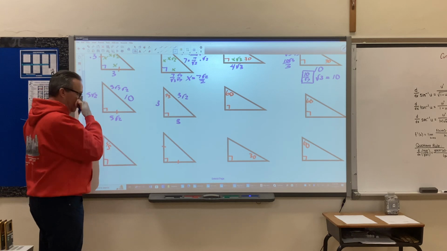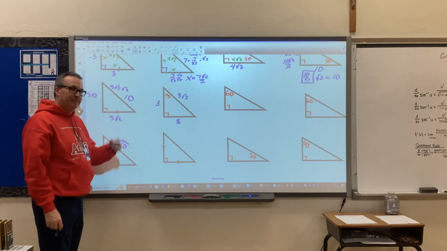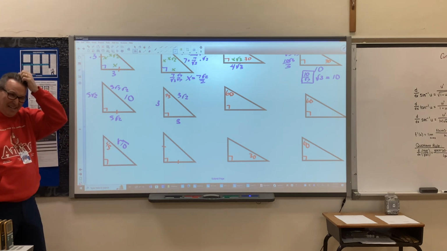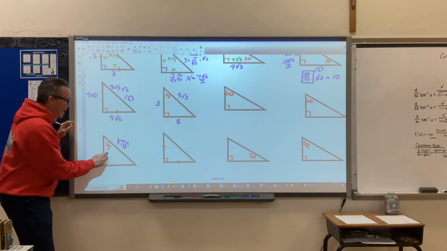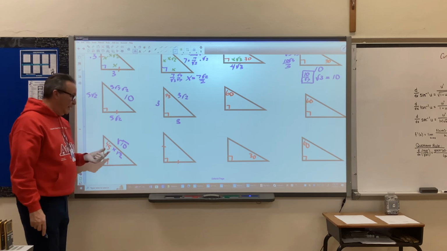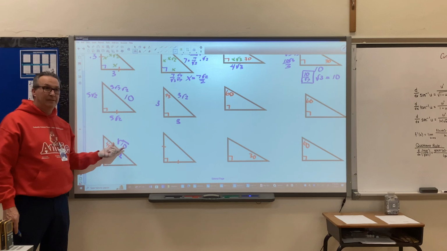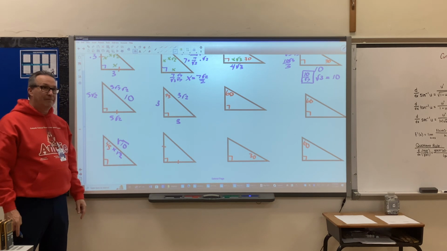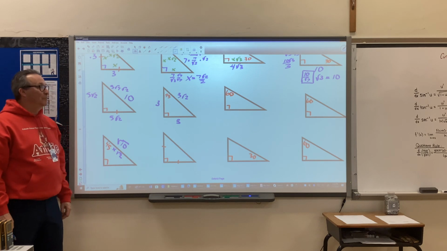So what if the hypotenuse is the square root of 10? Like how do you take half of that and multiply by that? It's a little bit different. But remember, this is x, the shortest side, times the square root of 2. What do you multiply by the square root of 2 to get the square root of 10? Yeah? Square root of 10 over square root of 2.